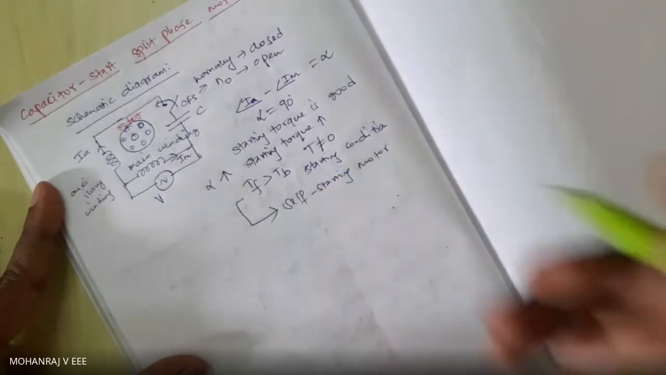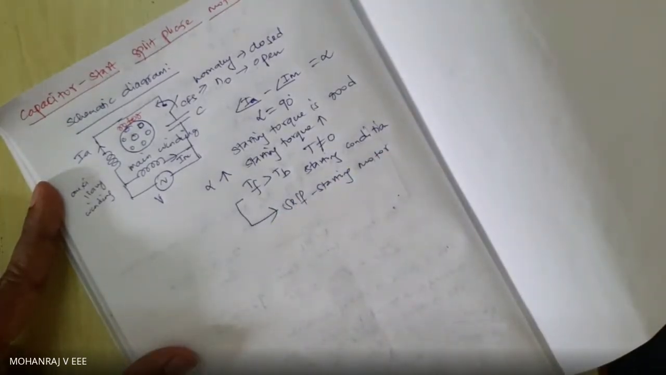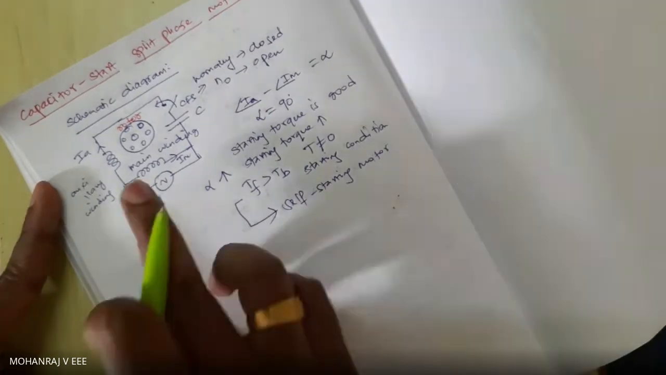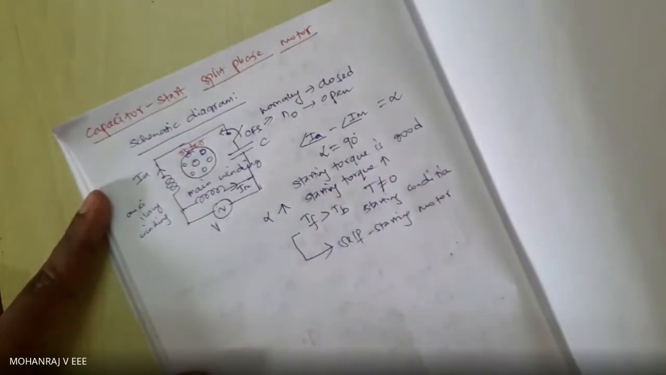As TF is greater than TB and T is not equal to 0, my motor becomes a self-starting motor because of the auxiliary winding setup which has a capacitor as well. So how is this going to work? Very simple.